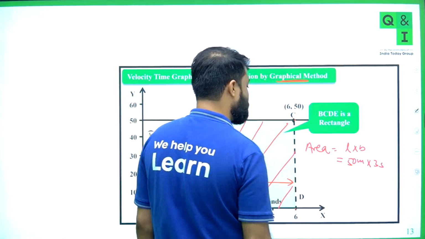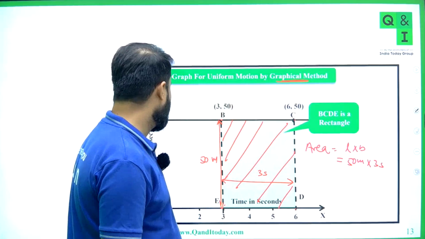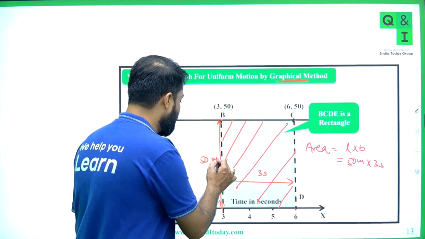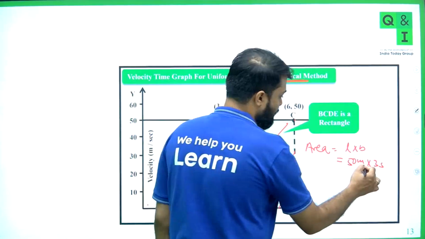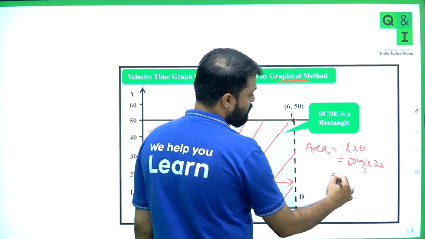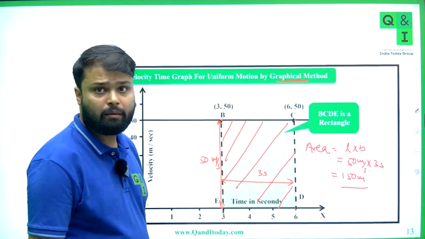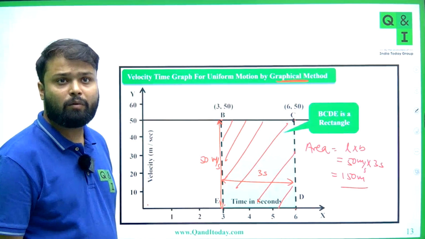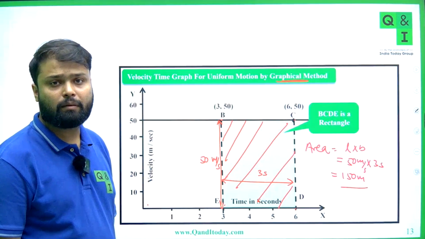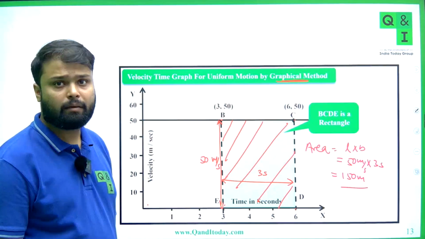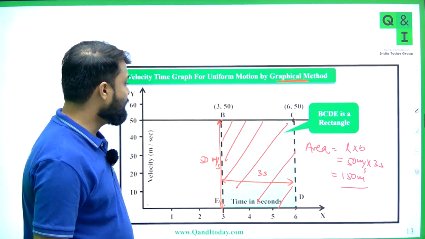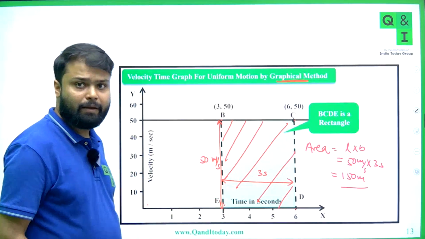Yes or no? Sorry, this is velocity, 50 meter per second. So this is equal to 150 meter. Is this clear to everyone or any doubt? Clear, sir. Okay. So here area is nothing but 150 meter.